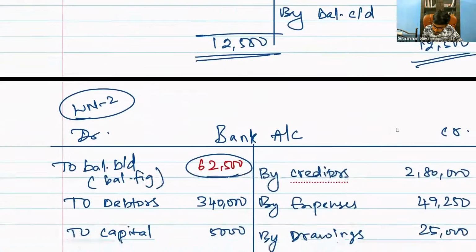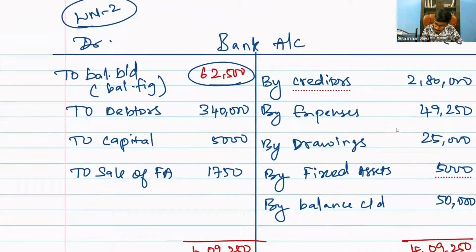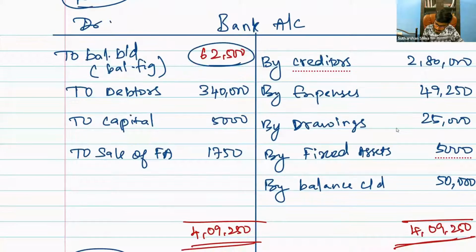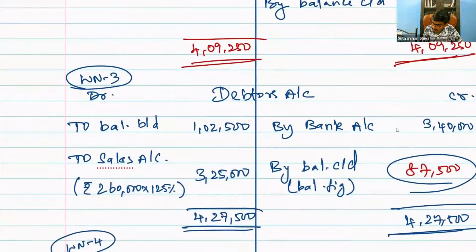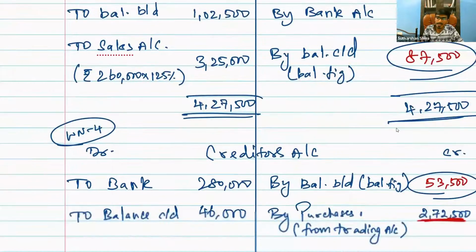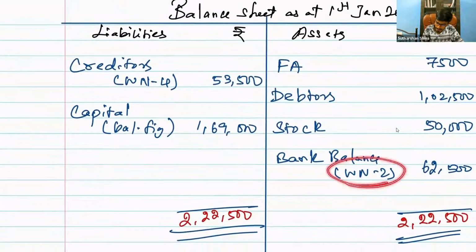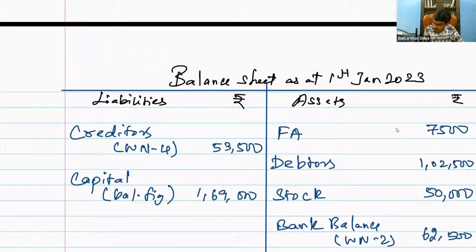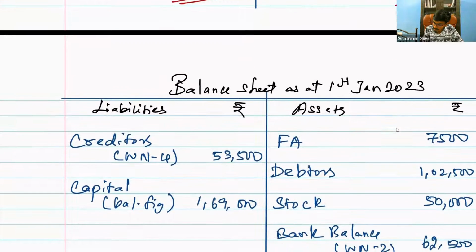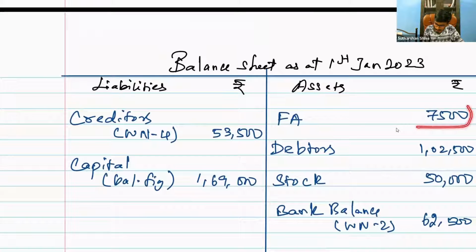This opening balance of the bank will go to the balance sheet on the asset side. Next, fixed assets value 7,500 opening we will do. Debtors opening value they have given, we will post it. Stock opening value they have given, posted it.